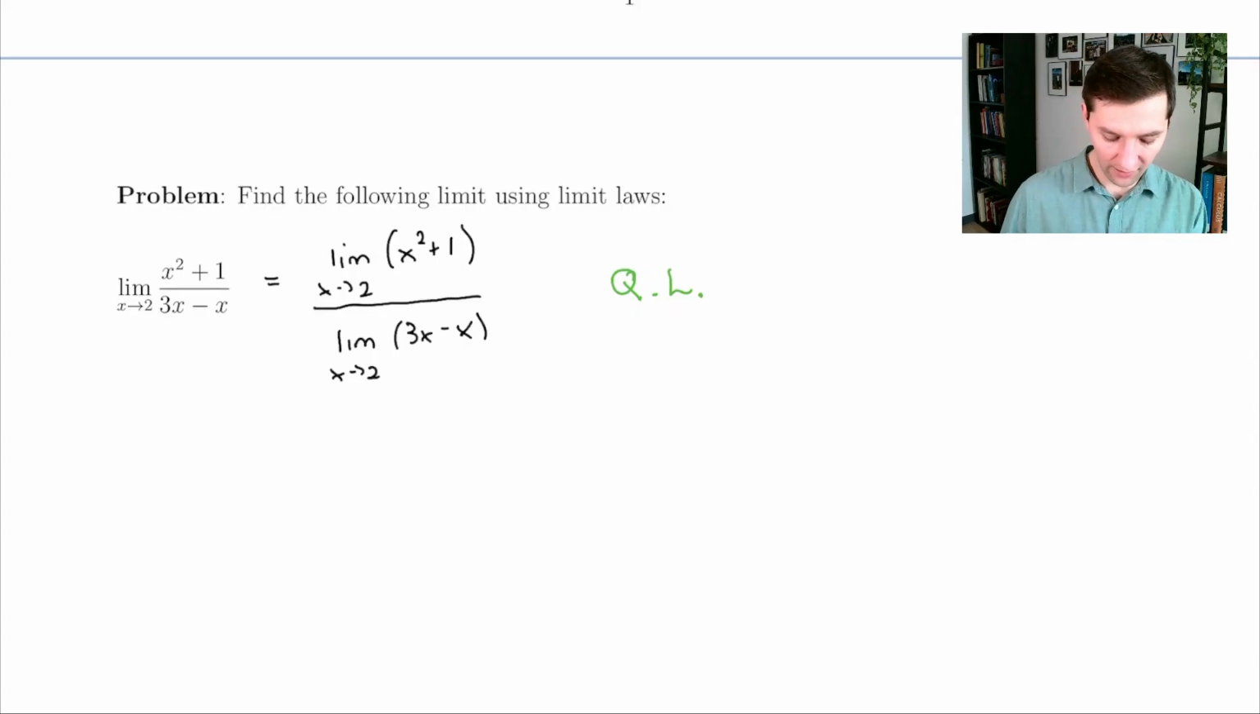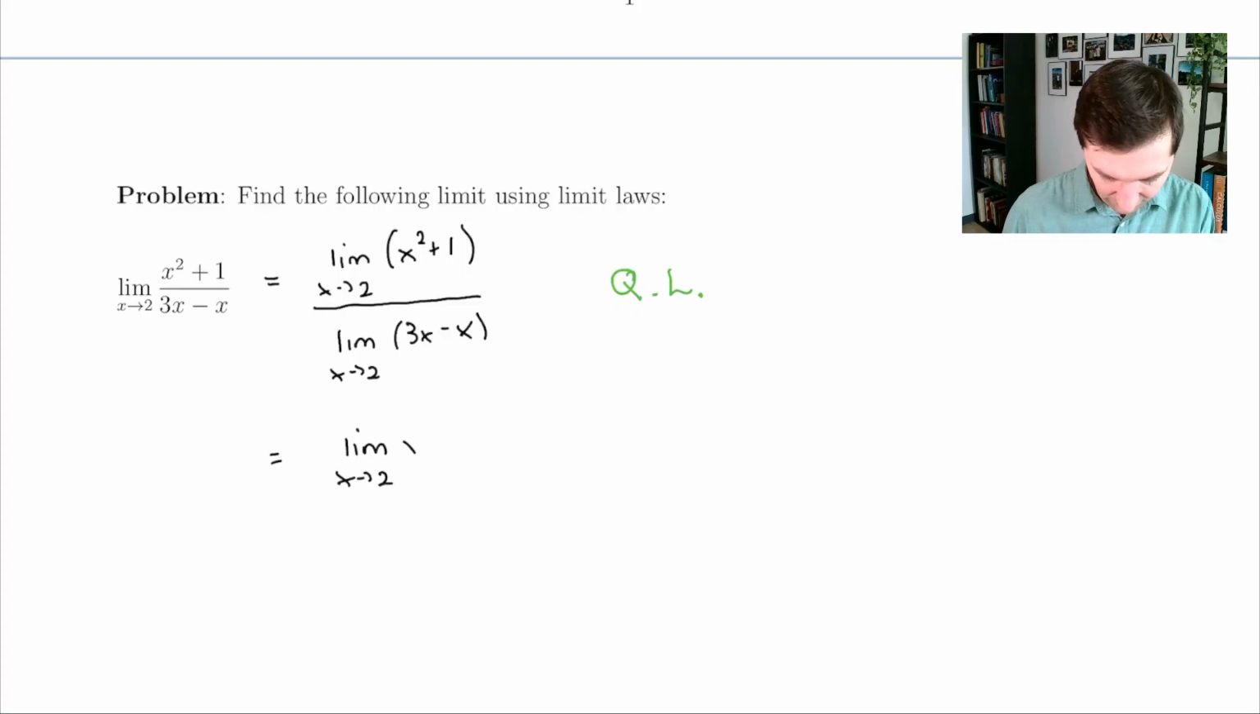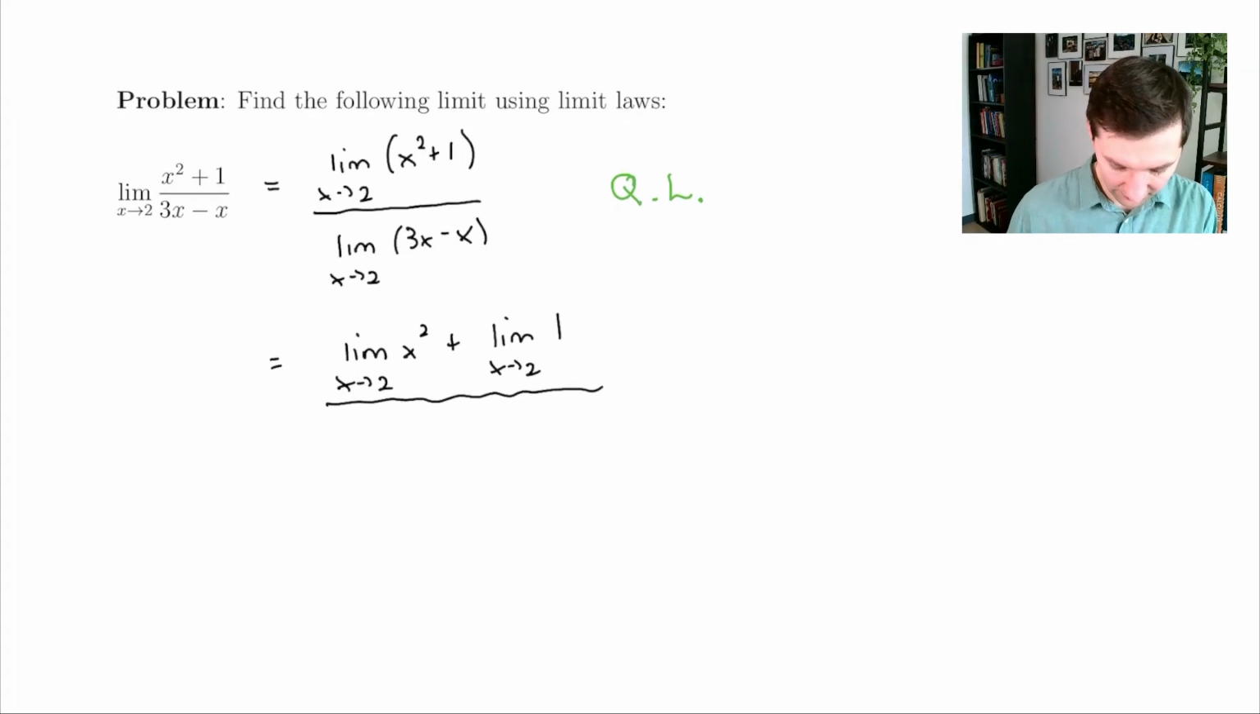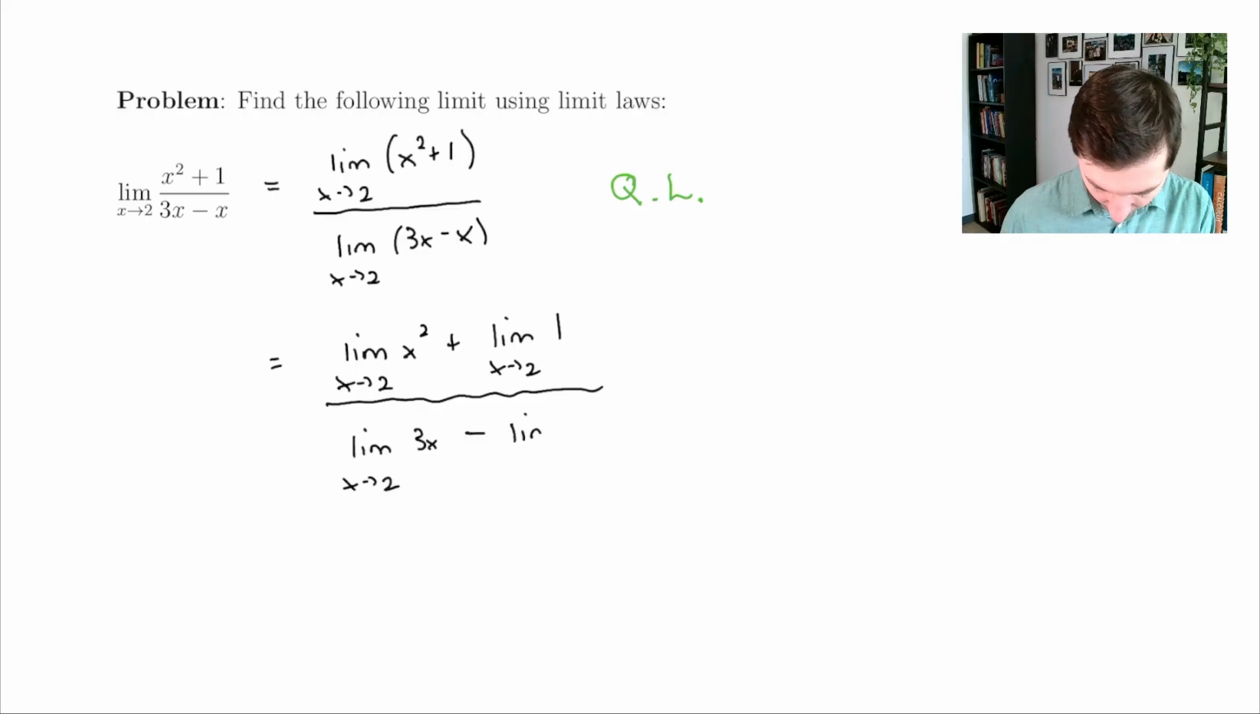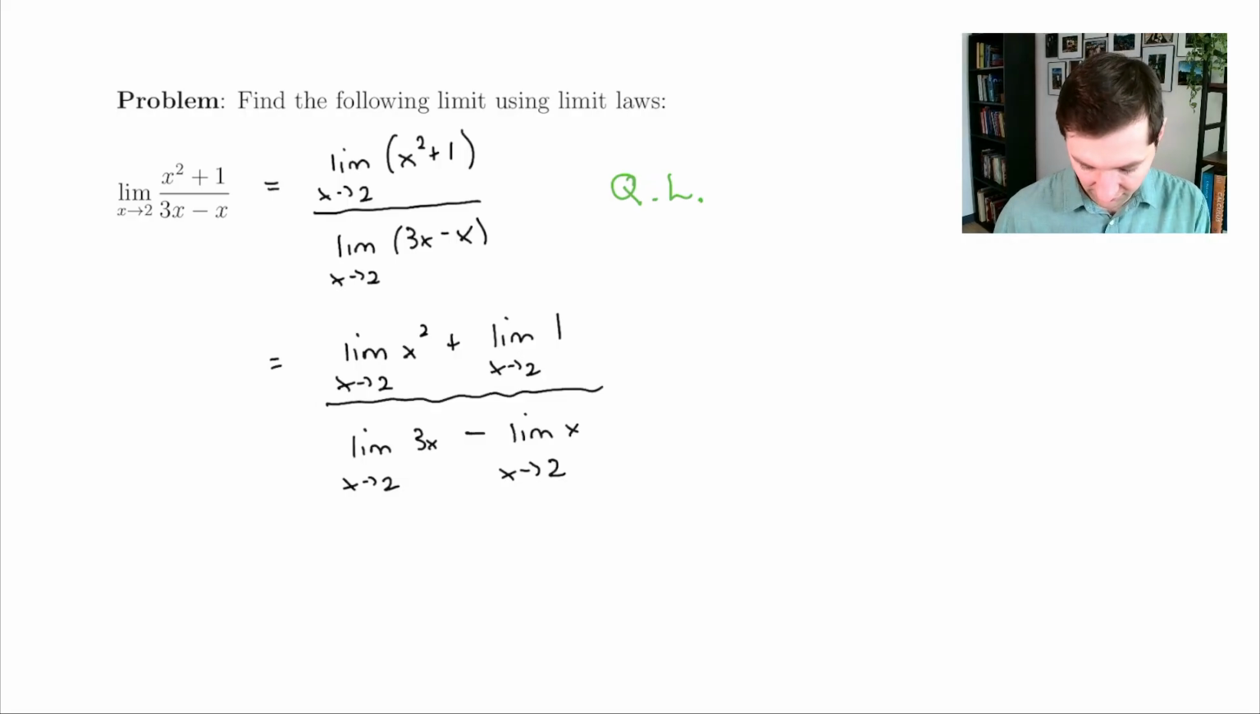Now, in the numerator, I have addition of two functions. I will apply the sum law to split that into two limits. In the denominator, I will use the difference law. So that will give me the limit as x goes to 2 of x squared plus the limit as x goes to 2 of 1. In the denominator, I will get the limit as x goes to 2 of 3x minus the limit of x as x goes to 2. And I used two laws here. I used the sum law and I used the difference law.